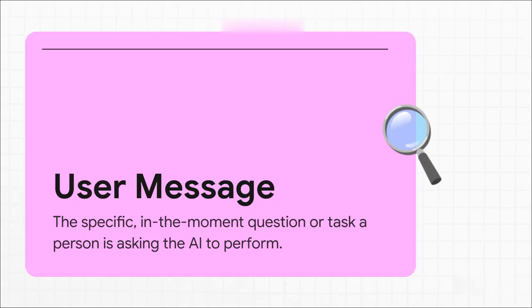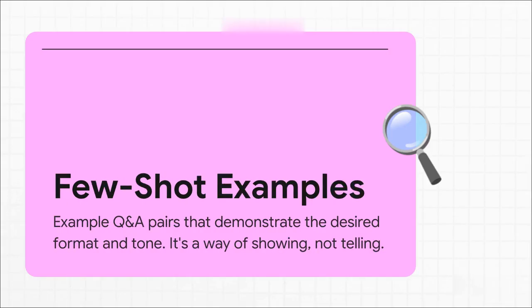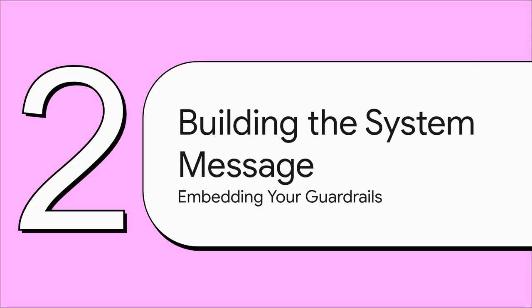Next up, you've got the user message. This part's pretty simple. We're all used to it. It's just the specific in-the-moment question that your user is actually typing in. Like, how should I store customer data? Now, this next one is a real game changer. Few shot examples. See, instead of just telling the AI the rules, you show it. You give it a couple of examples of a good question and, more importantly, an ideal answer. This gives the model a concrete pattern to follow, and honestly, it's often way more effective than just writing out a bunch of instructions.